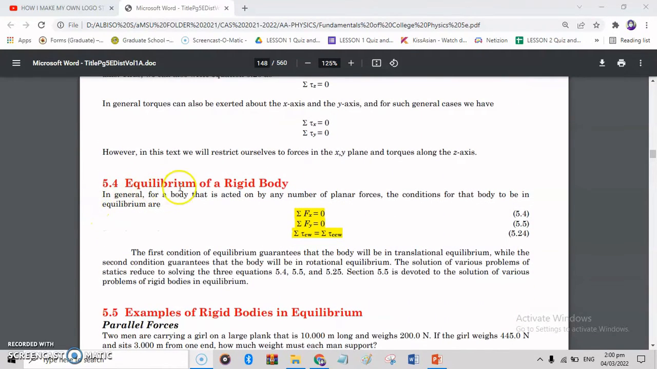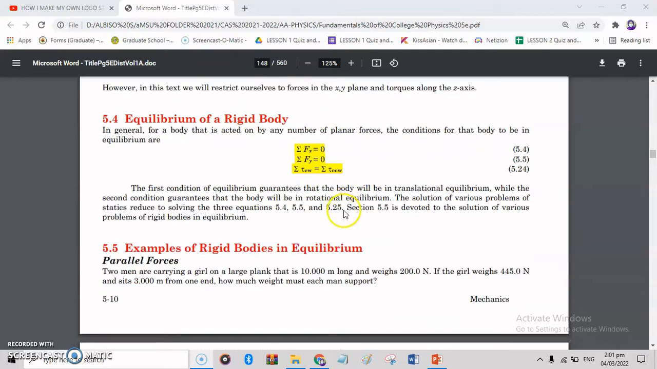Section 5.4, equilibrium of a rigid body. In general, for a body that is acted on by a number of planar forces, the conditions for that body to be in equilibrium are these. Summation of all forces along the x and the y is 0, and then summation of all the torques in the clockwise is equal to the summation of the torques in the counterclockwise. So, this is the most common equation na gagamitin natin.